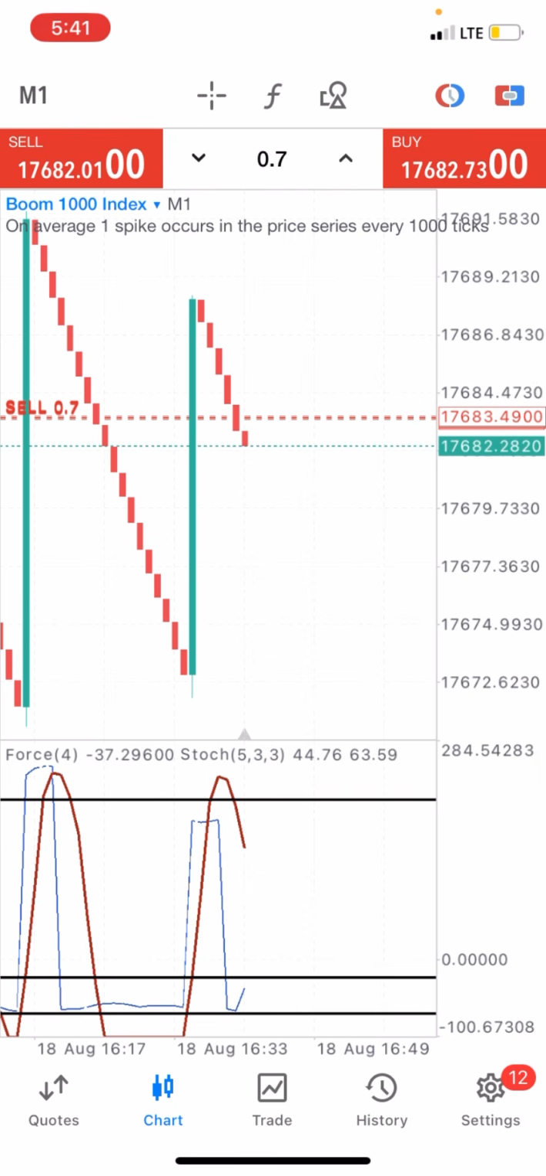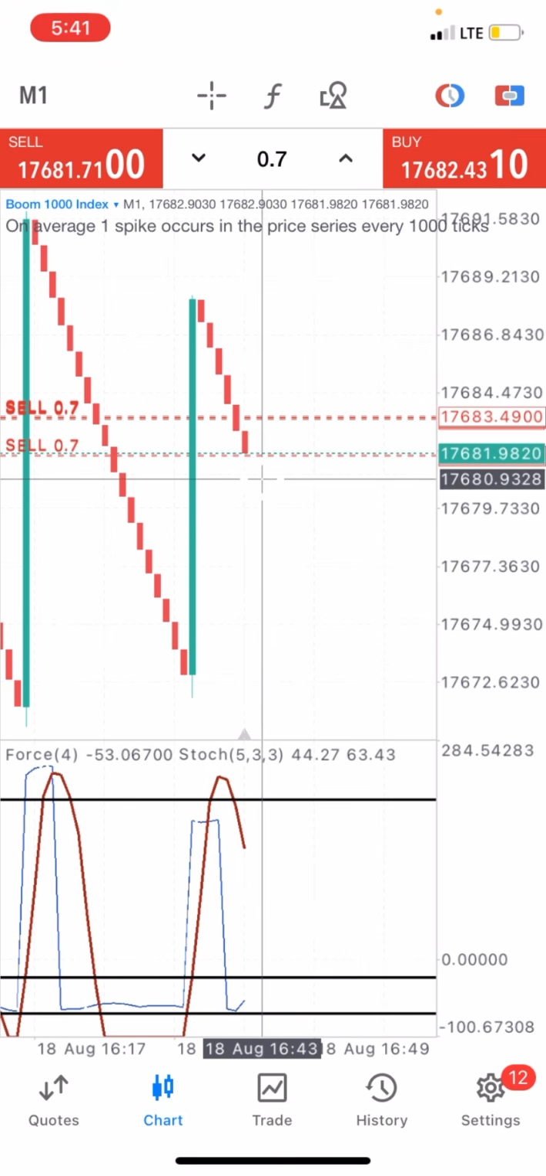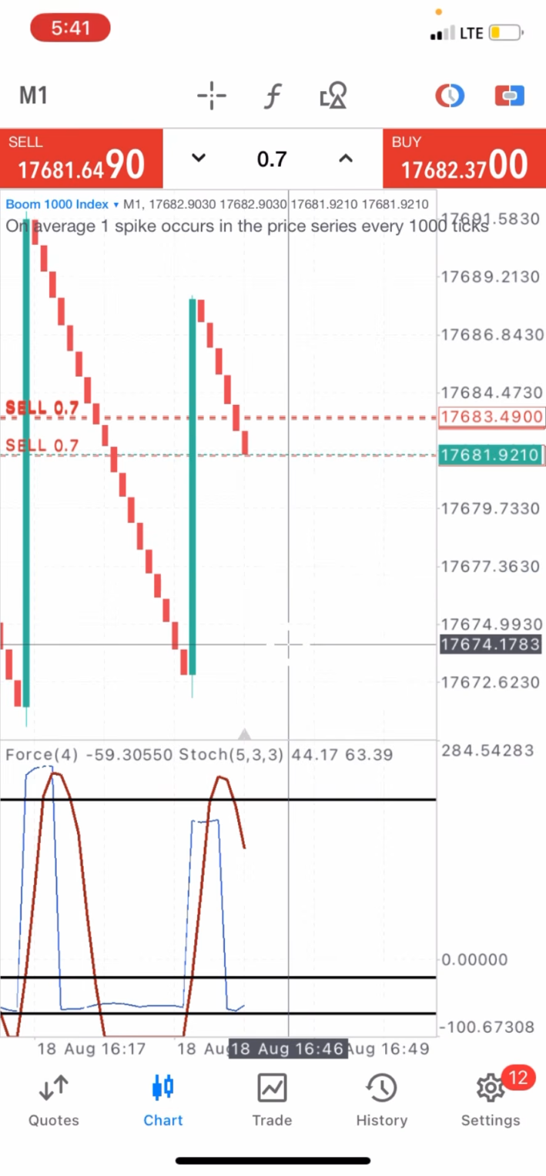So I just opened a couple of positions on the Boom 1000 market, and I just added two more. I am confident that this market is going to fly. It's going to give me at least 5 to 8 or 10 candlesticks, and I'll be out of the market by the time the spike will come.